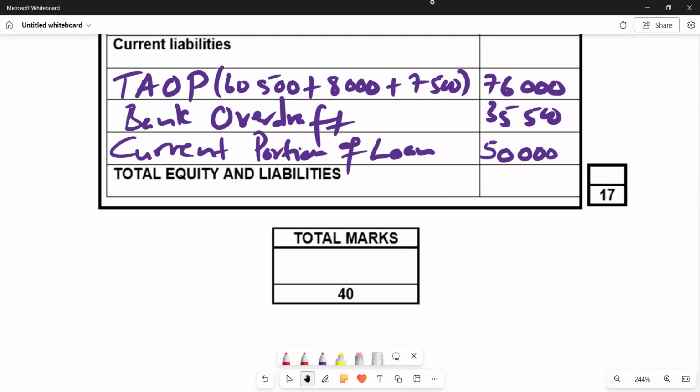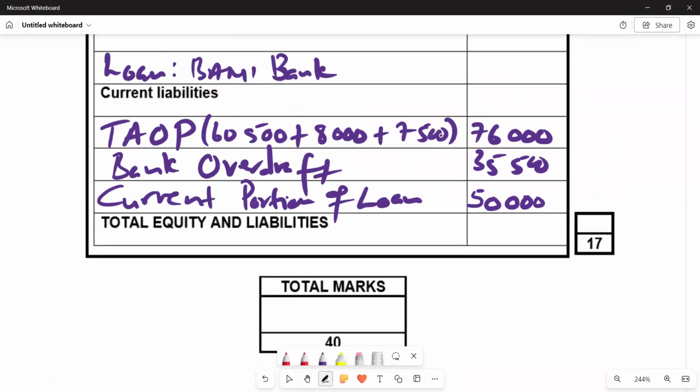So it means we've exhausted our current liabilities since our space is also occupied there. So we can now get total current liabilities. We are saying 50,000 plus 35,500 plus 76,000, and then we get 161,500. So here we are getting 161,500.